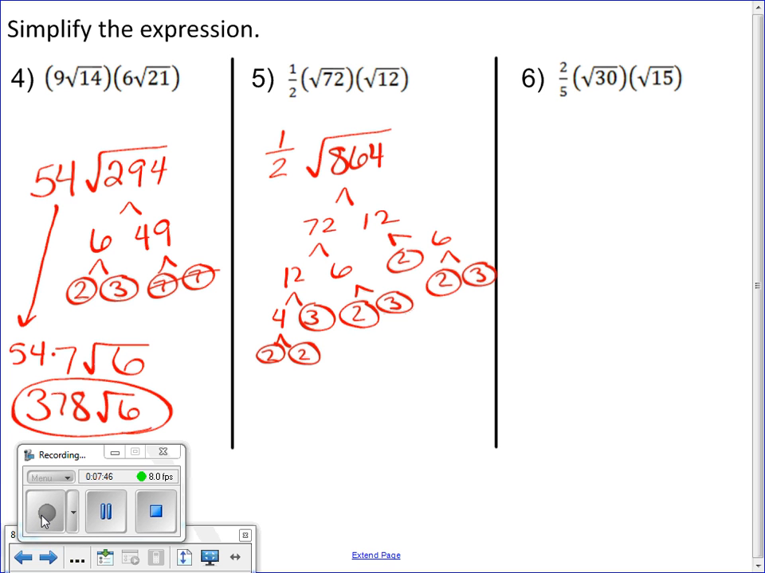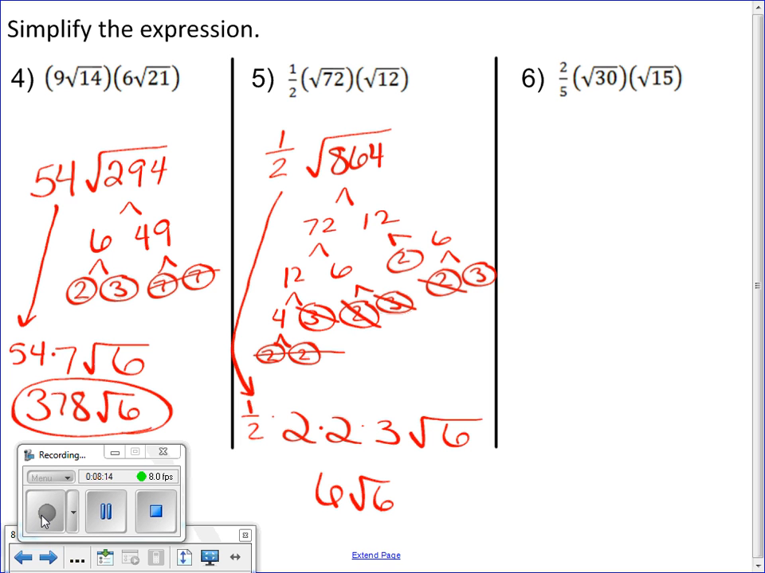So let's look for pairs. Pair of 2s. Another pair of 2s. Pair of 3s. And I have a single 2 and a single 3. And let's not forget the half out in front. Yeah, it's just 6 radical 6. That's not ugly. What's half of 2? 1. Times 2 is 2. Times 3 is 6. That's not ugly. Now, we'll deal with stuff in this class that gets real ugly, but that one's not so bad.